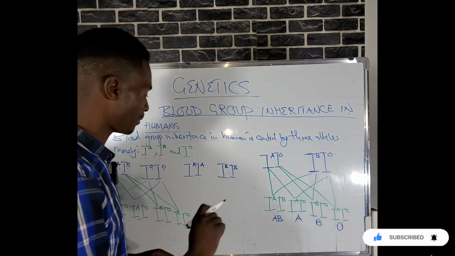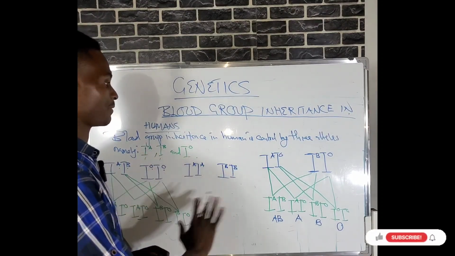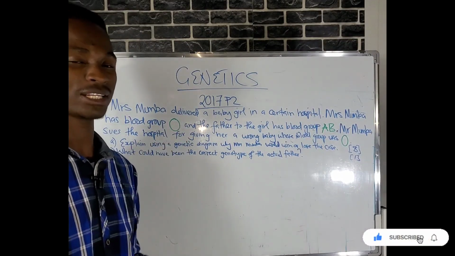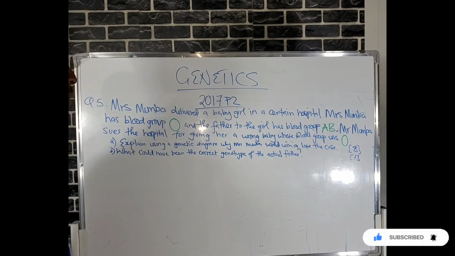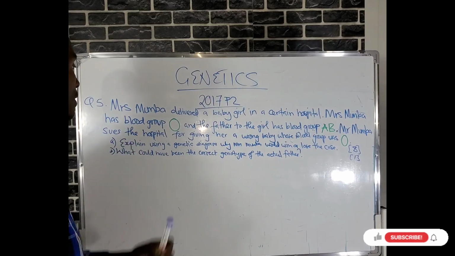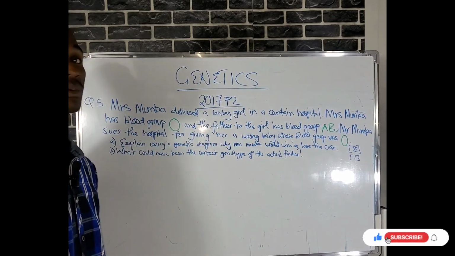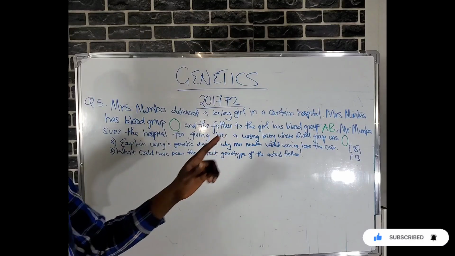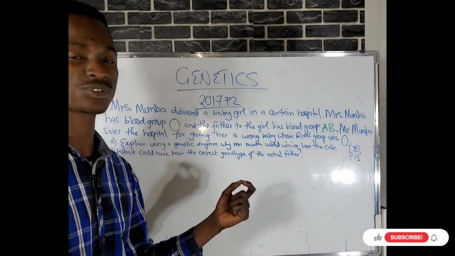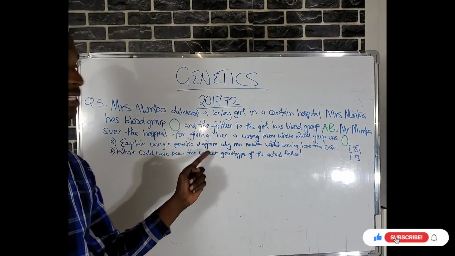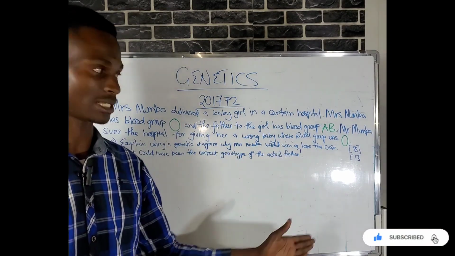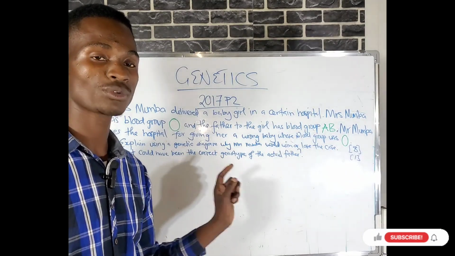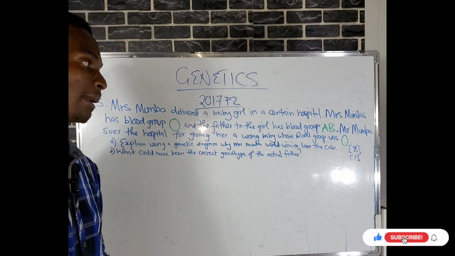Okay, so now let's look at the examination question. Ladies and gentlemen, we have an example of a genetics question under blood group inheritance in humans. This came in 2017, paper 2. The question reads: Mrs. Mumba delivered a baby girl in a certain hospital. Mrs. Mumba has blood group O, and the father of the girl has blood group AB. Mrs. Mumba sues the hospital for giving her a wrong baby whose blood group was O. Explain using a genetic diagram why Mrs. Mumba would win or lose the case. 8 marks. Second question: what could have been the correct genotype of the actual father? That's 1 mark, the bonus.